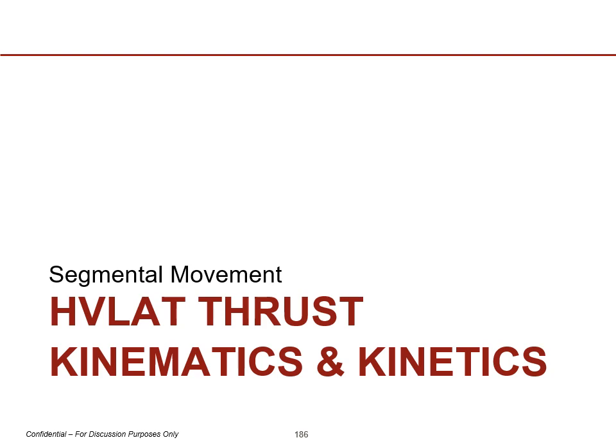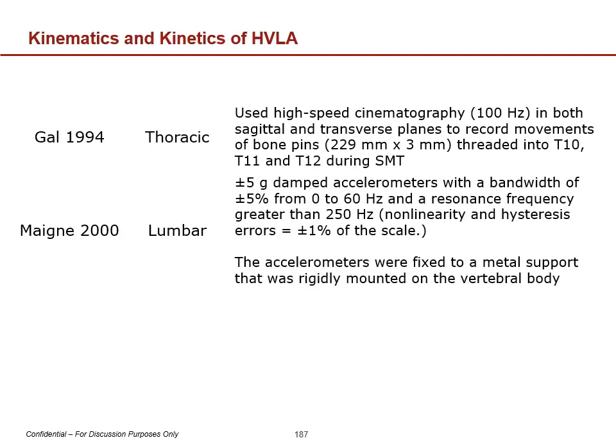So do your segments actually move? A couple of studies have considered this. Gal, 1994, in the thoracic spine, used high-speed cinematography, 100 hertz, in both sagittal and transverse planes to record movements of the bone pins that were threaded into T10, T11, and T12 during spinal thrust manipulation. Obviously, this is a cadaver study. And then Maine 2000, in the lumbar spine, used 5-gram damped accelerometers with a bandwidth of 5% from 0 to 60 hertz and a resonance frequency greater than 250 hertz.